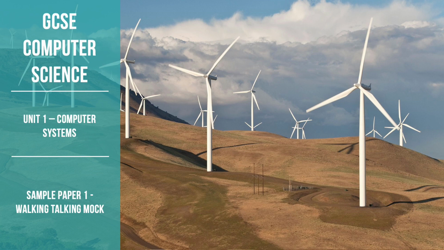This is another walking, talking mock, and we're going to be having a go at the first sample paper released for the J277 specification. There haven't been any formal past papers for the new specification yet, so this sample paper is the only official paper for Unit 1. What we'll do is go through this one together. It'd be really useful if you had a printed copy of the paper. Attempt each question, and then I'll talk you through some model answers to get 100% marks on all of the questions, hopefully in the most efficient way possible.